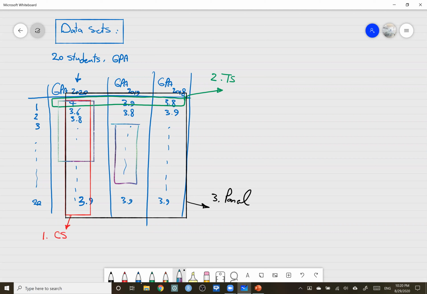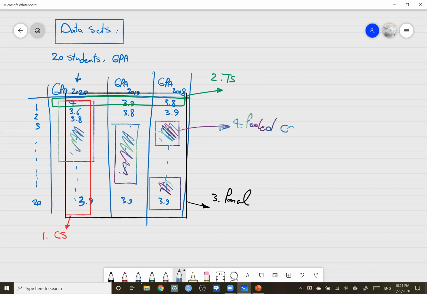This is not the best color. I hope I'm not confusing you guys. And in 2018, I only have information maybe for these students and these students. It doesn't need to be continuous. For some reason, we don't know why, I only have this information, this information, this information. Do you agree that this one is a cross-section, this is a cross-section, this is a cross-section? We're pooling these cross-sections together, and we call it pooled cross-section.